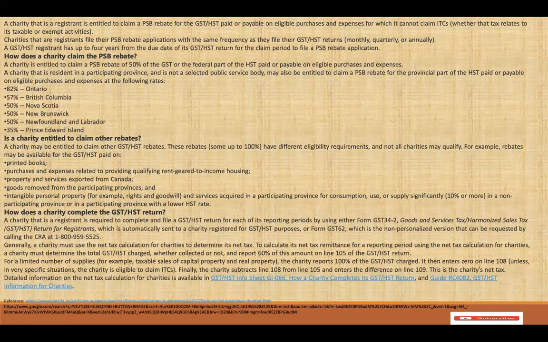So how does a charity complete the GST and HST return? A charity that is a registrant is required to complete and file a GST return for each of its reporting periods by using form GST34-2, Goods and Services Tax/Harmonized Sales Tax Return for Registrants. We have talked about that. You can check my video for more information about the GST return.